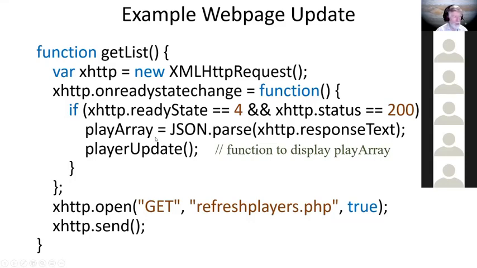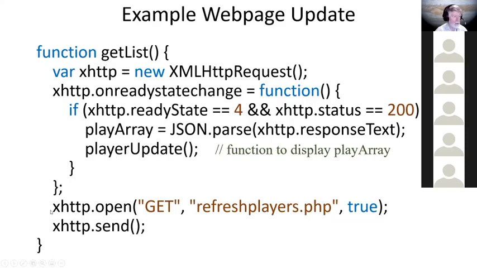And so now the player array is updated. It is an array of information returned from the server. And then this playerUpdate is a function I didn't show here. It takes the player array information and displays it in a pretty format on the screen. So when we make a request and the state changes, it's going to call this function, check and see if we're done and everything worked okay. Take that text, parse it into a JSON object, and then call a method that will nicely display the information.